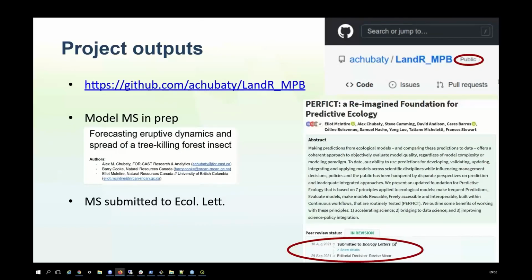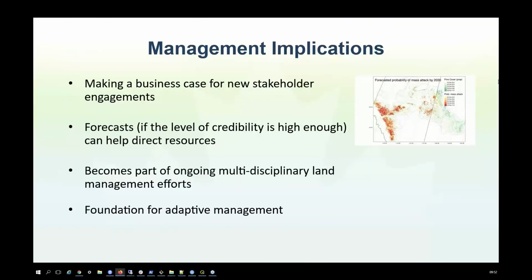So basically, this forecast is the beginning of making a business case for engaging new stakeholders. The forecast, if the level of credibility is high enough, which we have shown it seems to be, can help direct resources. And then this third point here we're going to dive into for a minute is about this idea of ongoing multidisciplinary land management efforts, how this fits into that, and how this becomes part of a foundation for adaptive management.